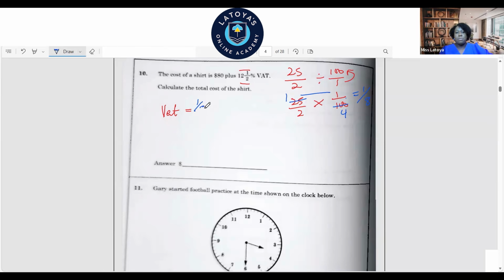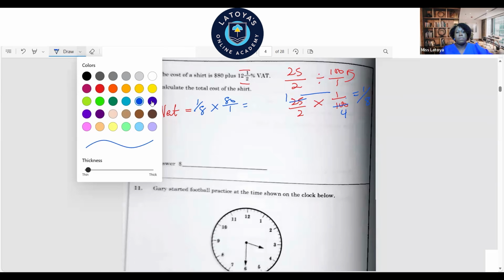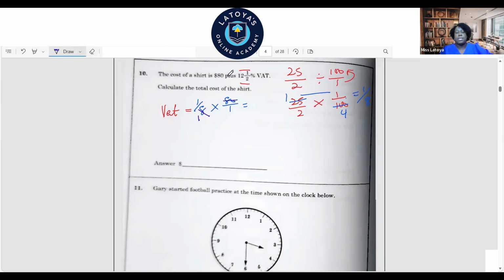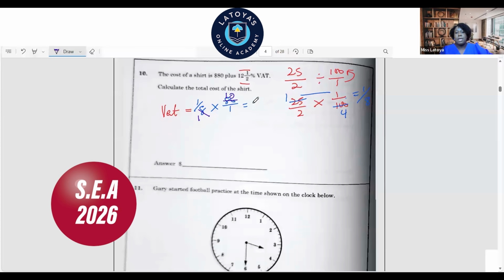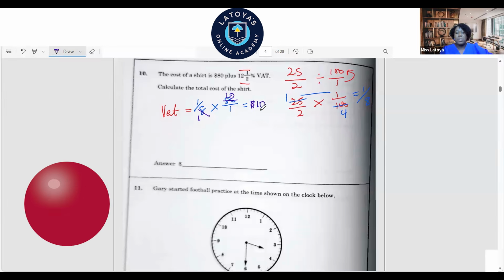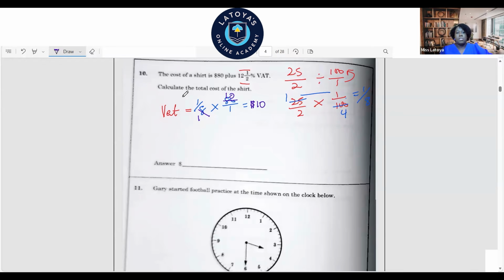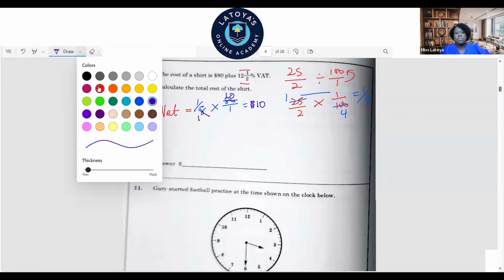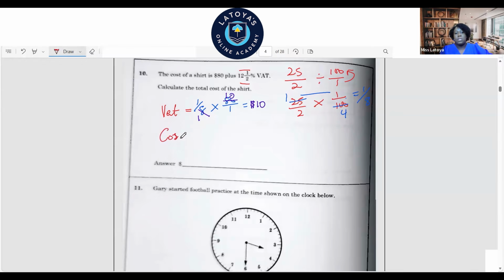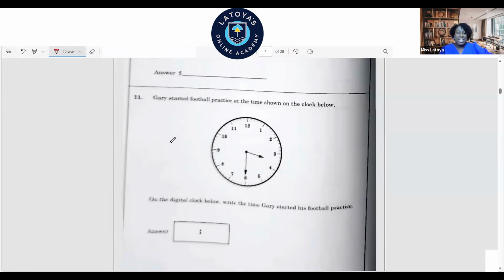So we find VAT, which is 1/8 of 80 over 1. Again, we are multiplying, so we're going to look for opportunities to reduce. 8 into 8 is 1. 8 into 80 is 10. And that is $10. So the value added tax is $10. The question wants the total cost of the shirt. So to find the total cost of the shirt, we need to add the VAT to the cost of the shirt, and it's $90.